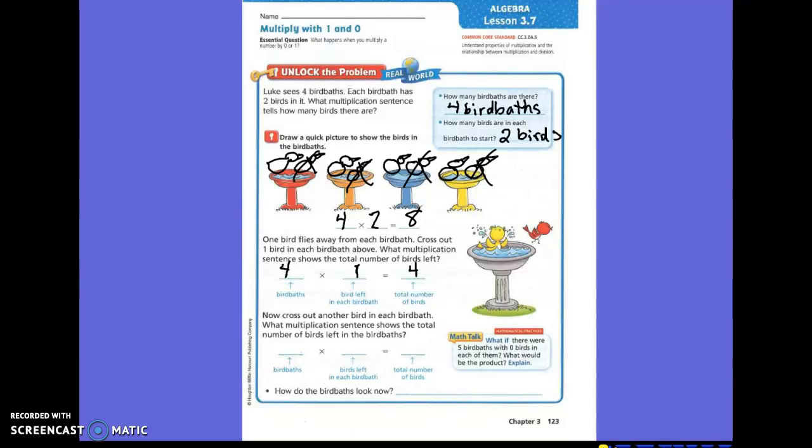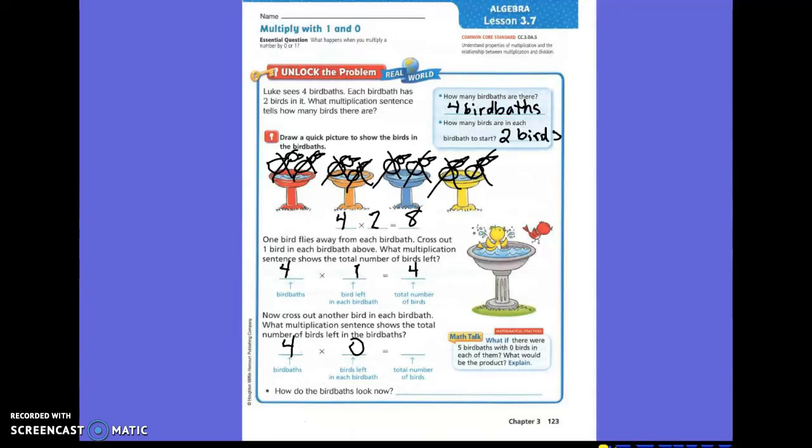Okay, now the next part. Cross out another bird in each bird bath. What multiplication sentence shows the total number of birds left in the bird bath now? Make an X on them. Okay, now, how many bird baths do we have? What's our first factor? 4. How many birds are left in each bird bath? What's our second factor? 0.